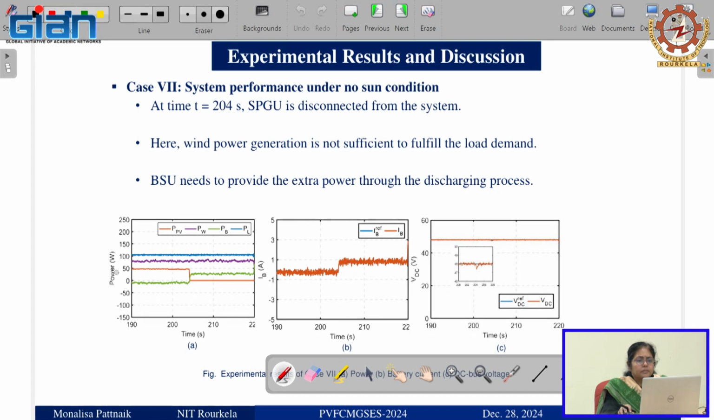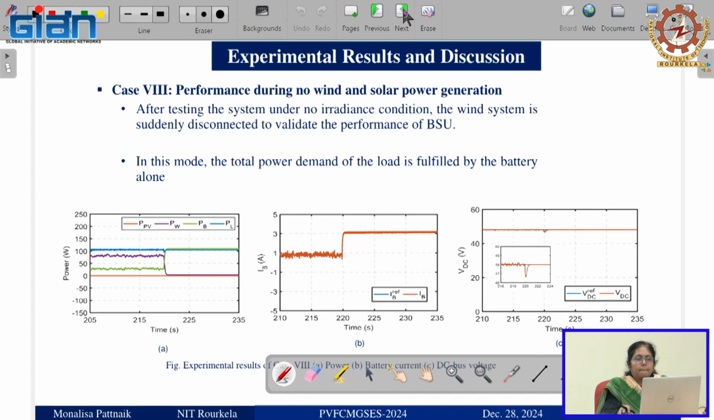Here you see the battery power is changing, because this one is the load power, this is the wind power, and you are disconnecting the solar system. With no sun also it is operating. And you have disconnected the solar, you have disconnected the wind also, but still the battery is sufficient enough to supply the load.